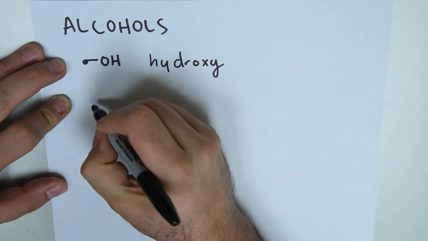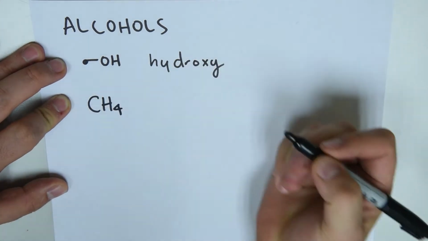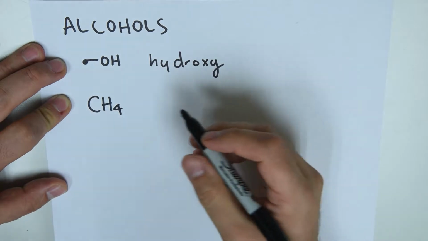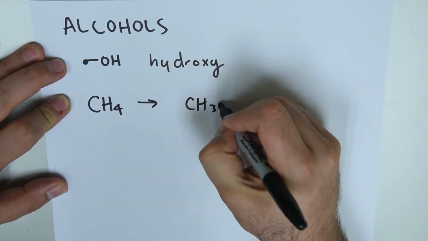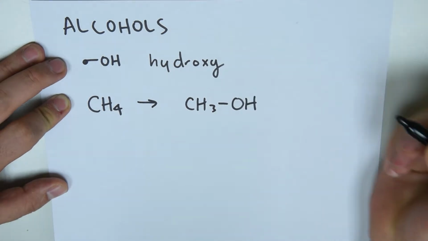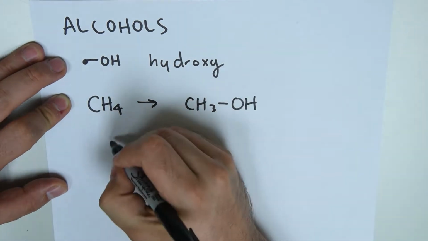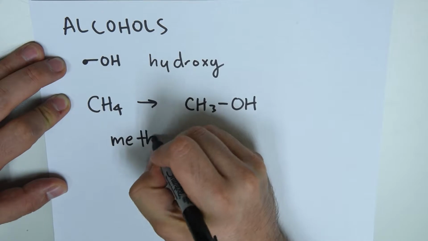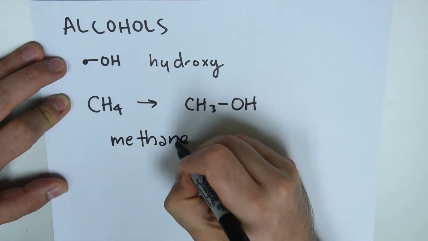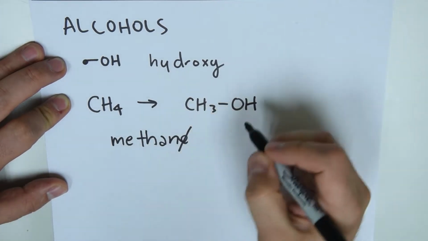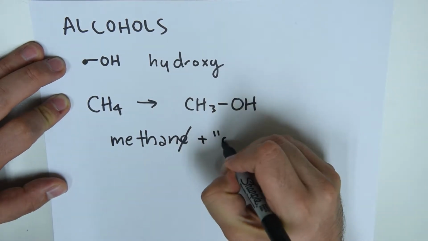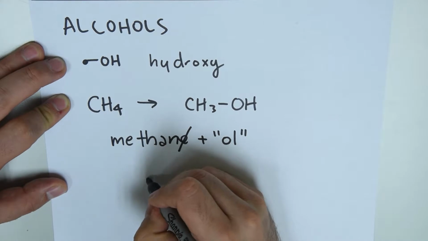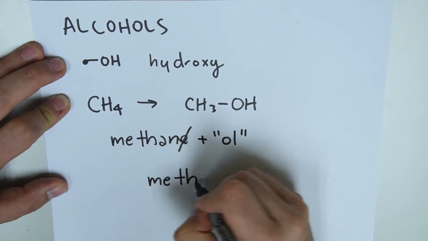If we start with a parent molecule called methane, which is only one carbon, and we substitute one of those hydrogens for the OH, we transform it into an alcohol. We take the base name of the molecule, methane, we take off the E, and the hydroxy functional group is represented by the ending OL, thus giving us the name methanol.